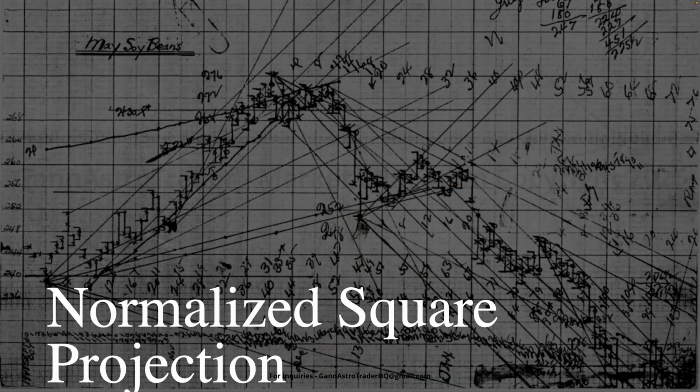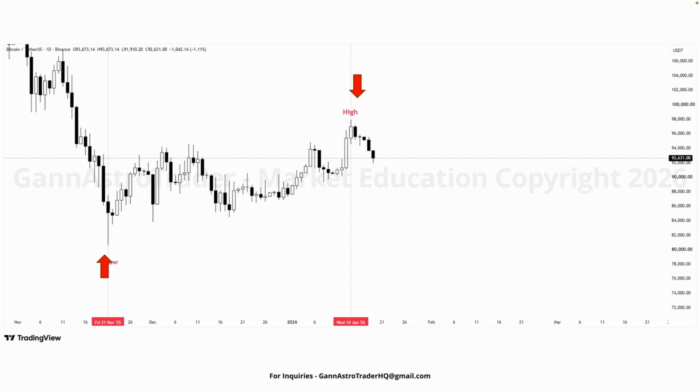Understanding the structure is only the first step. The real question is how we can use the square of 9 to find market reversals. Let's walk through a complete real market example. The asset shown here is Bitcoin against Tether on the daily chart.